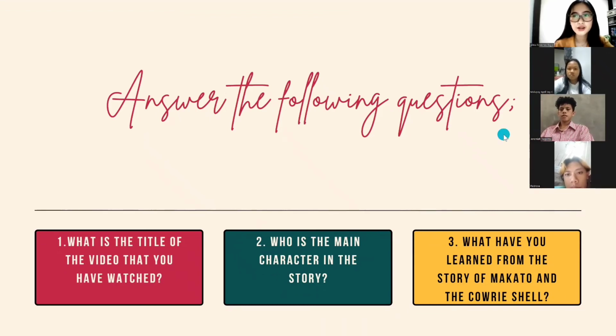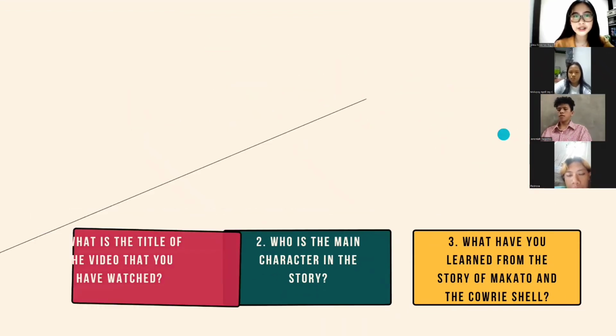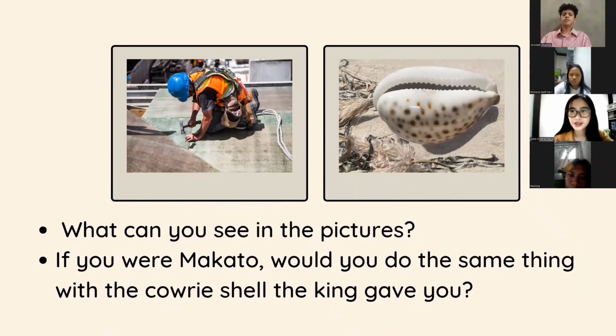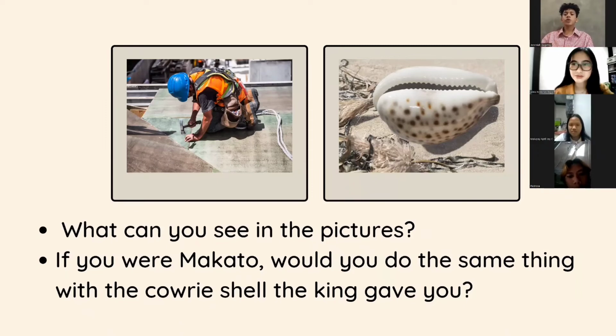And then moving forward, I want to ask you, what can you see in the pictures? Anyone? Yes, Mr. Dagohoy. I see in the picture a hardworking man and a cowrie shell. Okay, very good. It's a hardworking person and a cowrie shell.